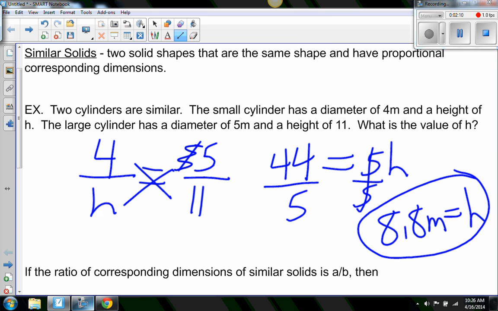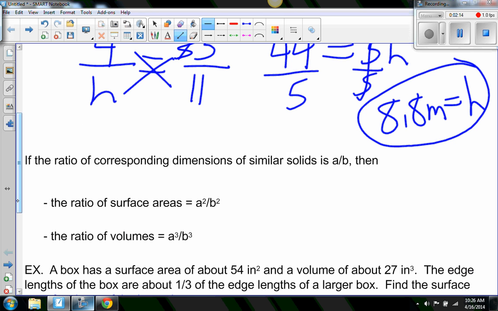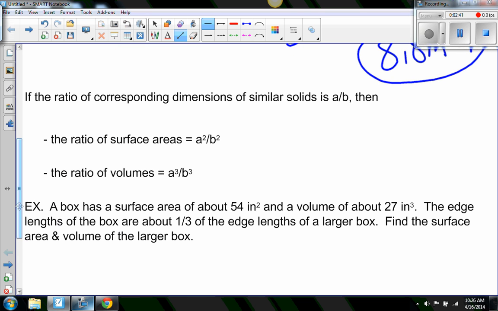So then, for this next part, it says if the ratio of corresponding dimensions of similar solids is a to b, then the ratio of surface areas would be a squared over b squared, a squared to b squared. Surface areas are squared. They're just saying the area of the first one compares to the second one, squared. The ratio of volumes would be the volume of A to the volume of B. Like they all have to equal. When you reduce them all, they have to be proportional.